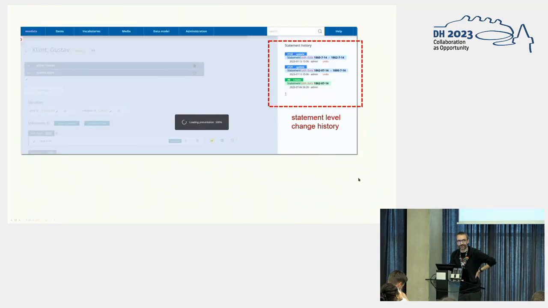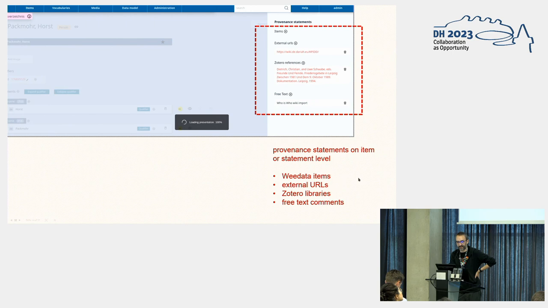We provide a full history of edits for each single data item, so it's easy to see what changed, and you can track changes and undo changes. And we also provide several options for adding provenance information, to link to maybe other items in the database or to external URLs, or also Zotero libraries.